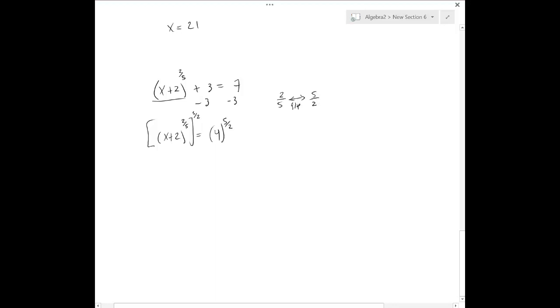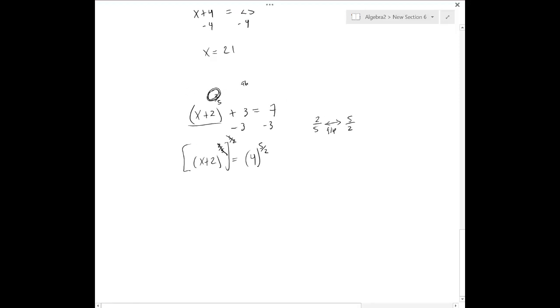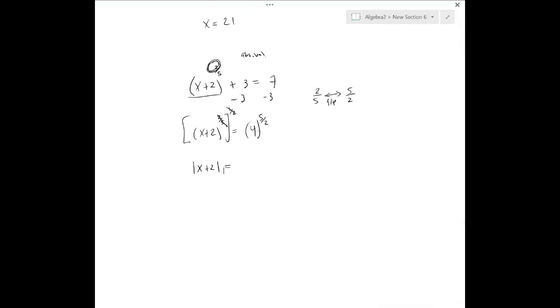When you do that, this cancels with this. But because we have a 2 in the fraction, we're going to have to use absolute values. This is in your notes. So when you cancel, everything is gone except it has absolute values. And the right, of course, you have to figure out.